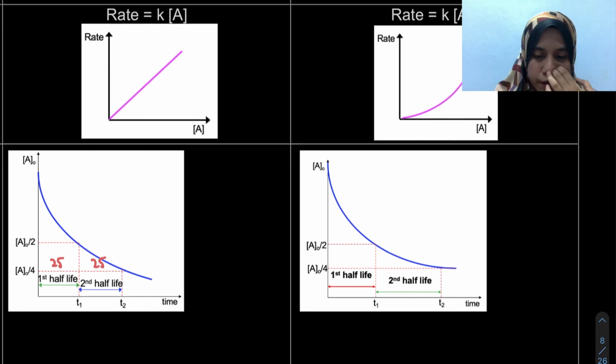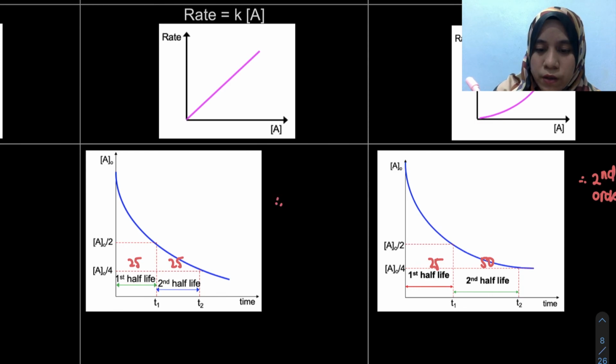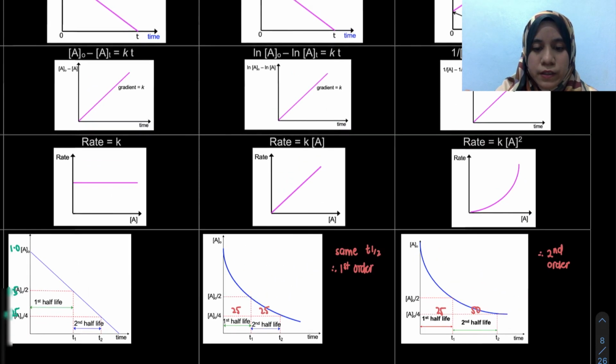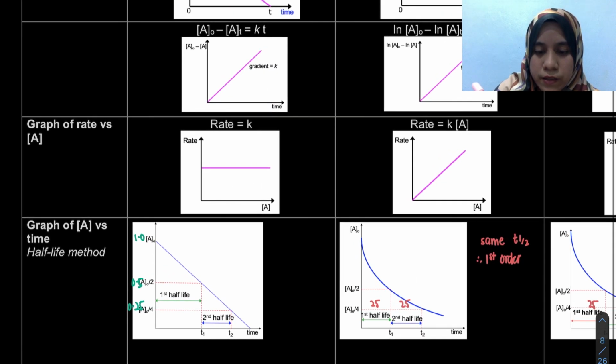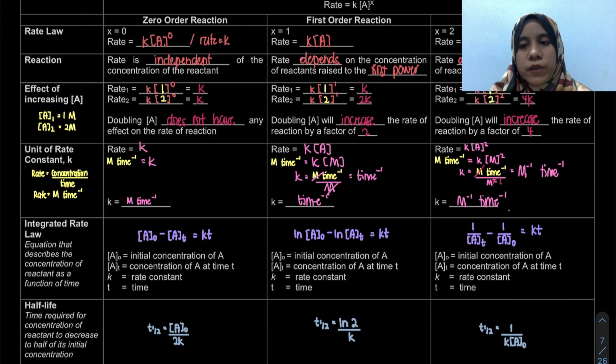For example here, the first is 25, the second is 50, when it doubles, so this is actually second order. I'm just going to write down first order: same half-life. For zero order, it is a straight line, hence it will be zero order. Okay, so that's it. It's quite a lot because it is the introduction of our rate and order of reaction. Later on, we're going to look at the examples.